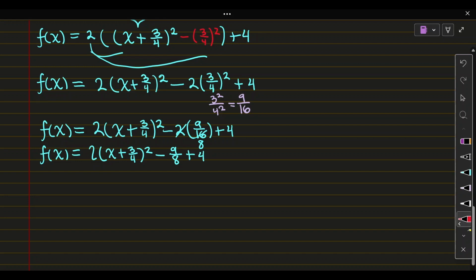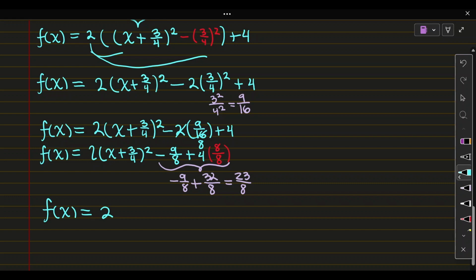Now what I want to do is give these two terms a common denominator so I can add them. So I'll multiply this by 8 over 8. This is negative 9 over 8, plus 32 over 8. So 32 minus 9, that's 23. So this is going to give me 23 over 8. So my final form here, this is the vertex form: 2 times x plus 3 over 4 squared plus 23 over 8.